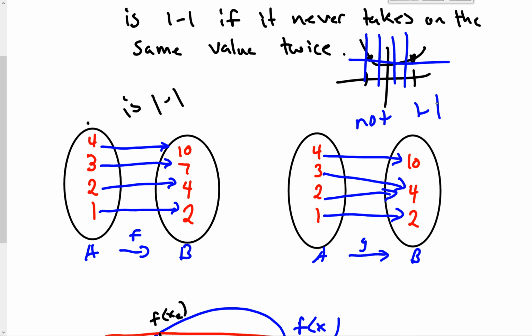Everything in my domain has to go somewhere. So if I have some random number in my domain, say 3, then that's not 1 to 1 because 3 is not going anywhere. Okay, same thing here. If I have a number, say 3 in my range, and it's not being connected to anything, therefore it would not be 1 to 1.